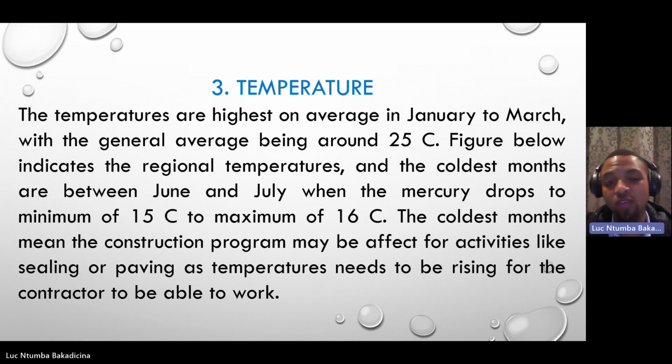The average being 25 degrees, isn't it? And besides the 25 degrees in average, when we get the minimum here, it's generally 15 degrees Celsius to a maximum of 16 degrees Celsius. So the coldest month means that the construction program may be affected for activities like sealing of pavement.